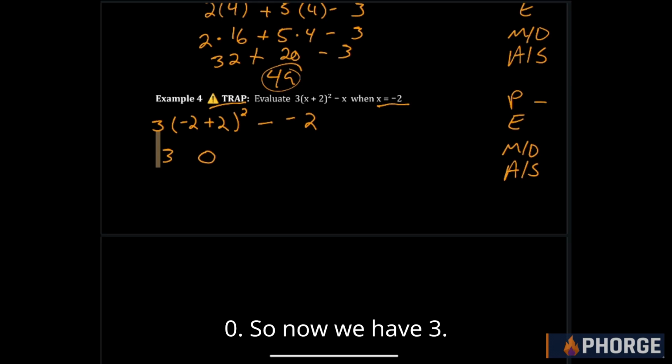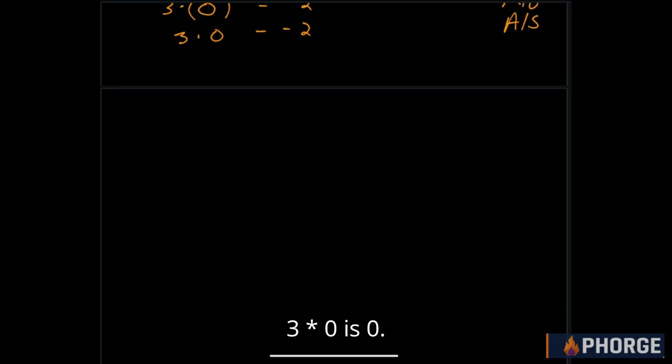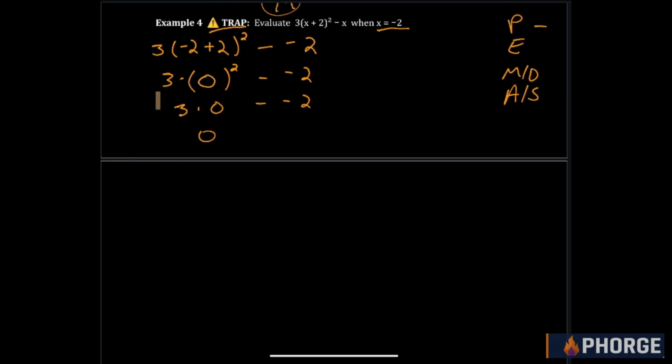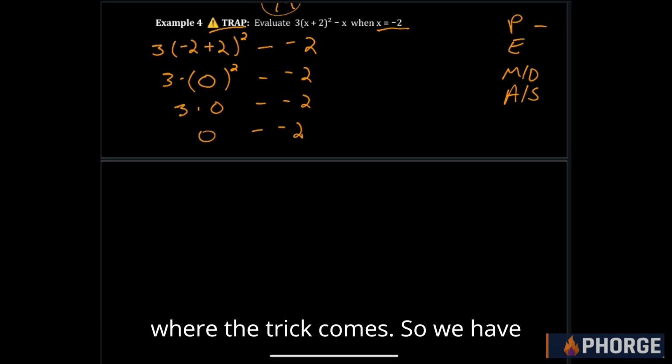So now we have 3 times 0 squared minus negative 2. So 0 squared is just equal to 0. 3 times 0 is 0. We have negative 2. So now this is where the trick comes.